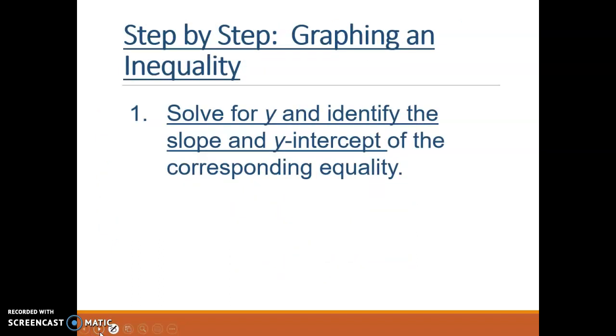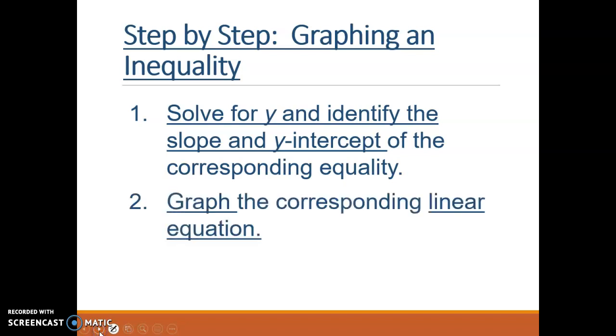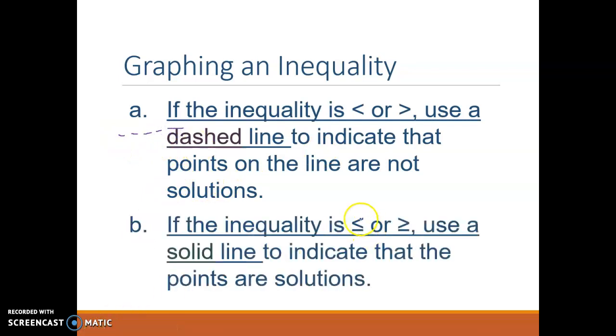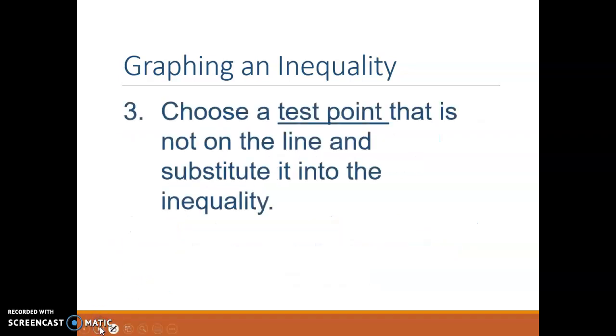Here are the steps for graphing an inequality, step by step. First, solve for y. Just like we did in y equals mx plus b, solve for y and identify the slope and y-intercept of the corresponding equality. Then, graph the corresponding linear equation. If the inequality is less than or greater than, use a dashed line to indicate that the points on the line are not solutions. If the inequality is less than or equal to or greater than or equal to, use a solid line, just like in a linear equation, to indicate that the points are solutions.